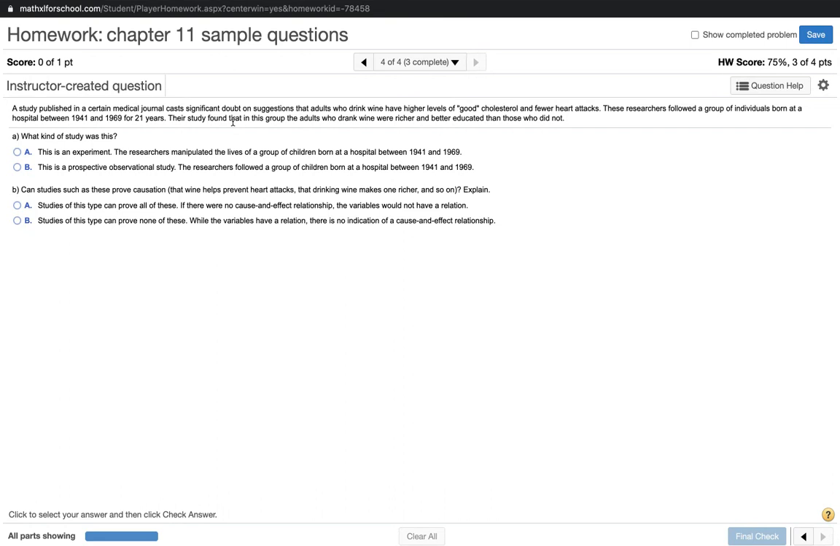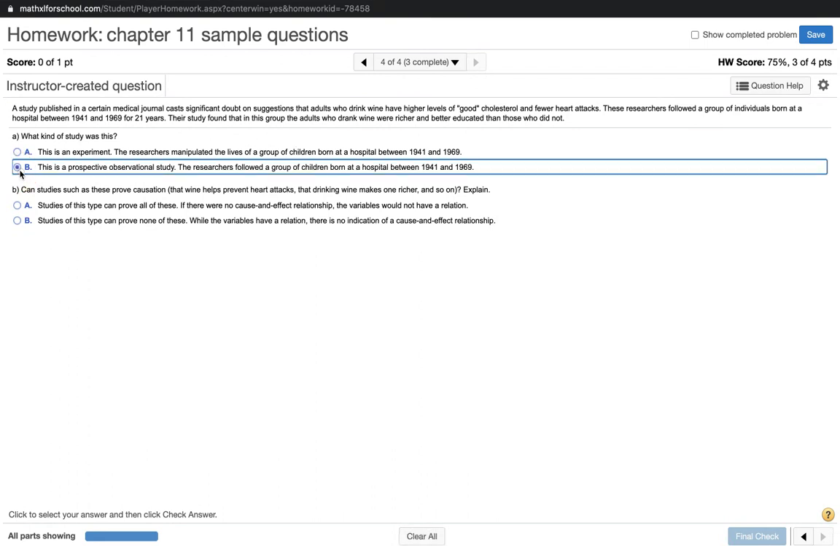Okay. Remember, again, the difference between an observational study and an experiment. The big difference is in an experiment, you're imposed a treatment, like the one with the exercise programs. An observational study is purely observational in nature. In this case, it does not say anything about imposing treatment. They didn't force people to drink wine. So this is a prospective observational study. They were not forced to do anything. They simply observed what happens and studied the data.